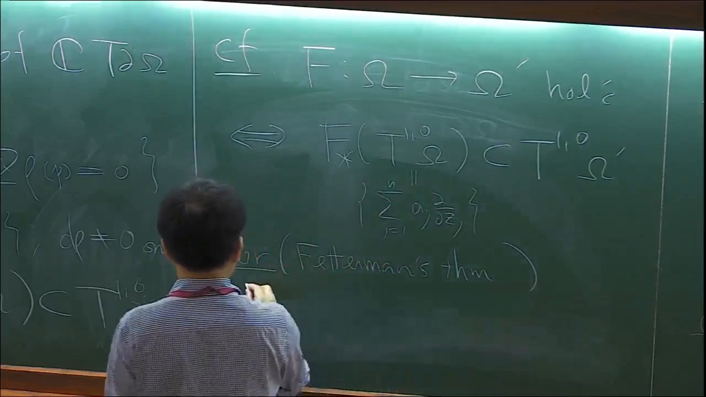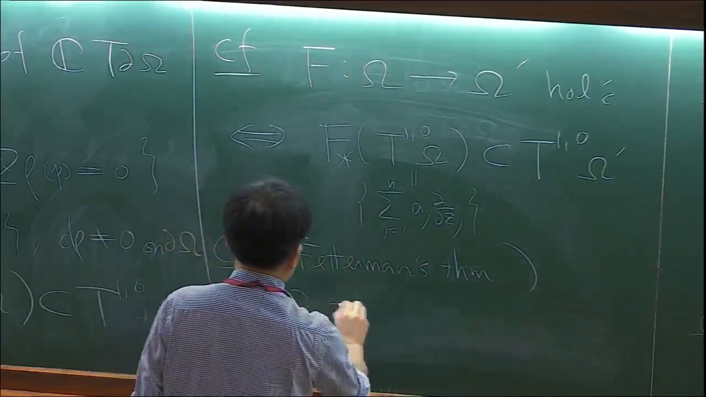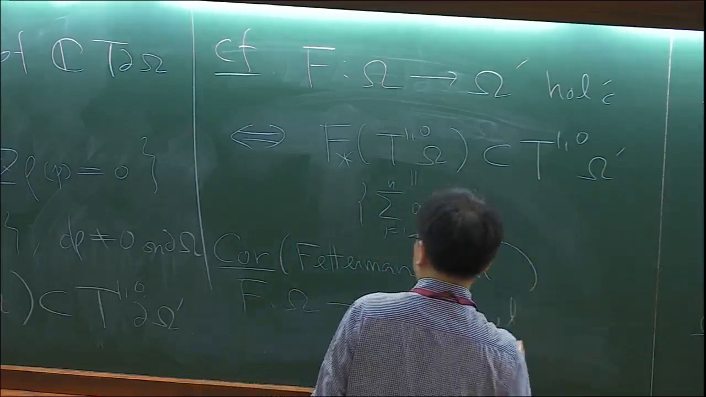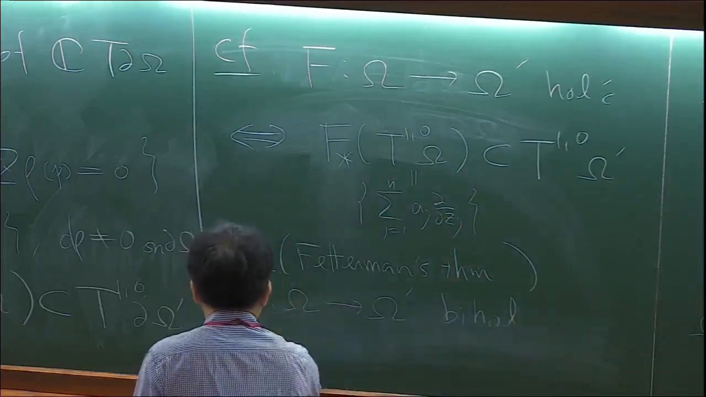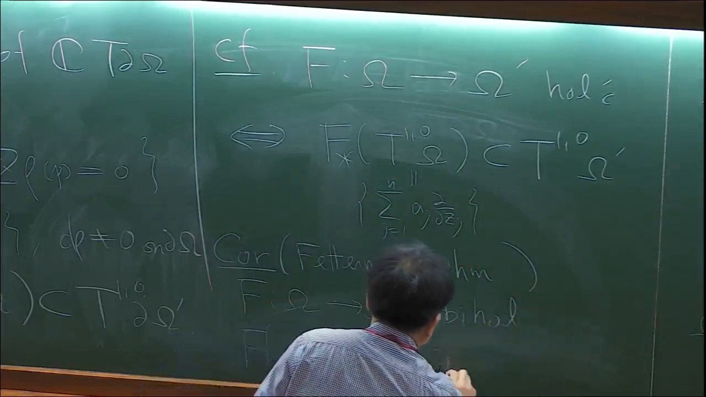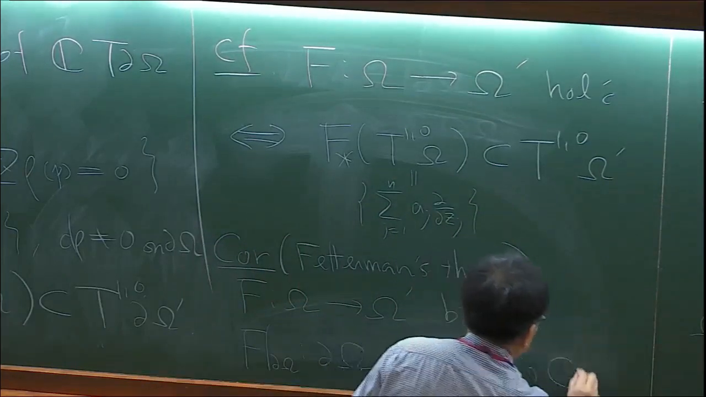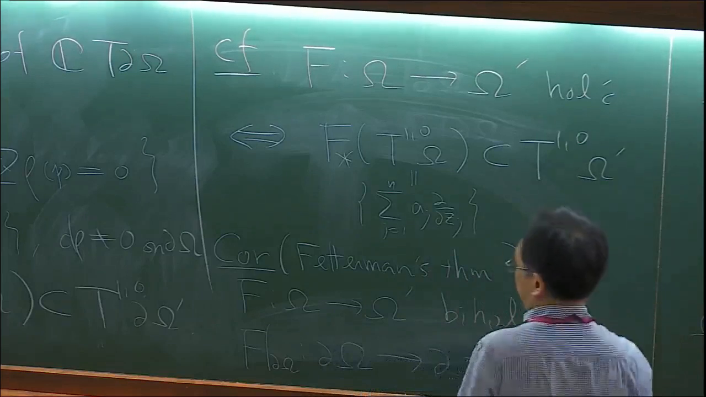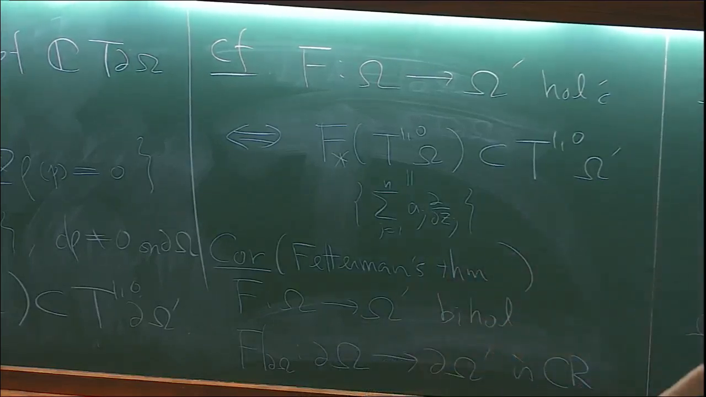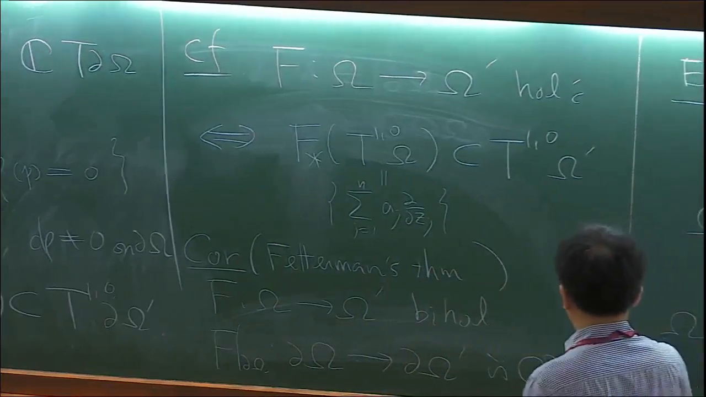Tell me that if F is biholomorphic, then the boundary map is CR, and also the inverse is CR. So then I call it a CR isomorphism.